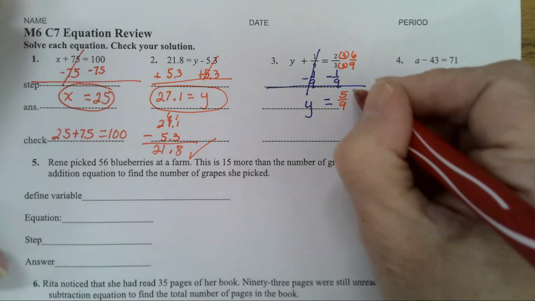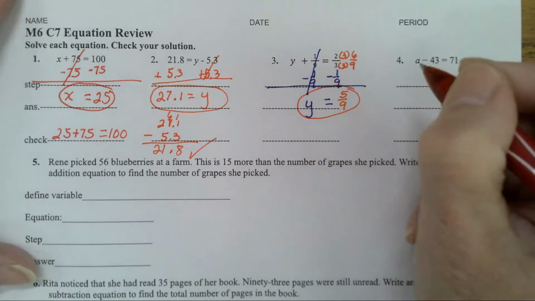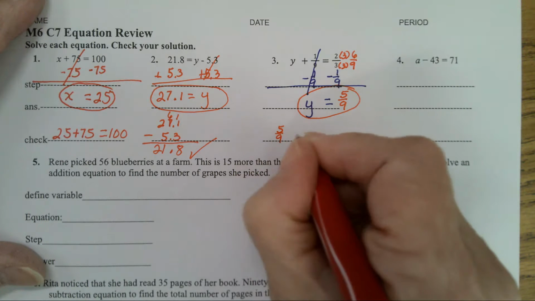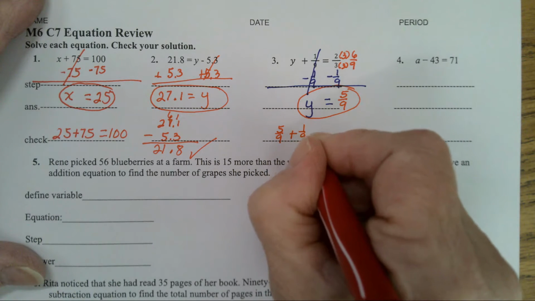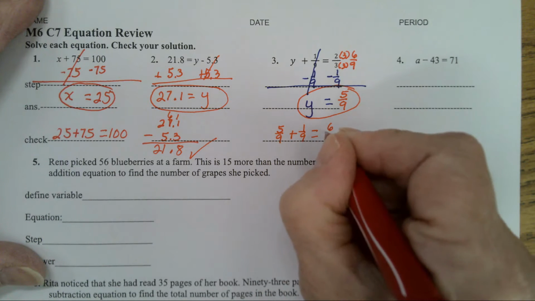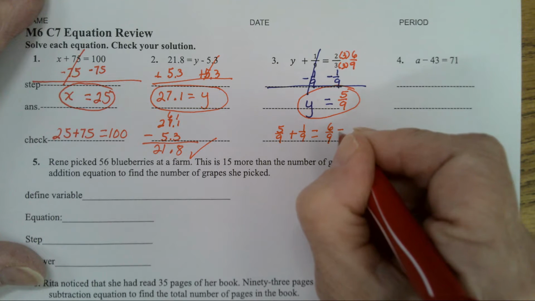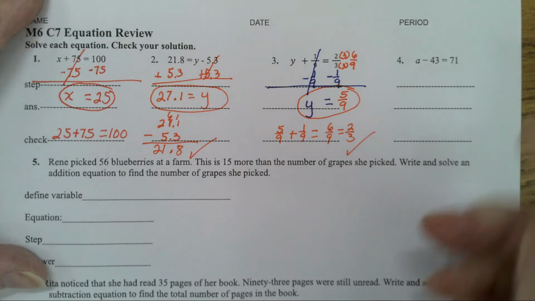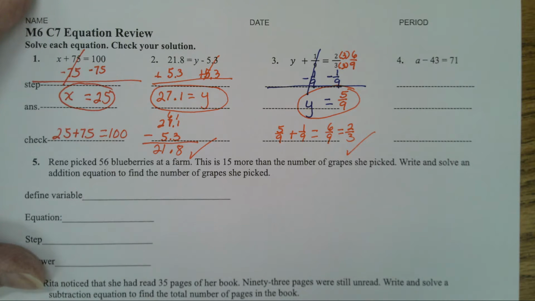Now, circle your answer, and we're going to do the check step. Does 5/9 plus 1/9, that equals 6/9, and that simplifies to 2/3. Yes, it does. So the answer is correct, and we've done the check step.